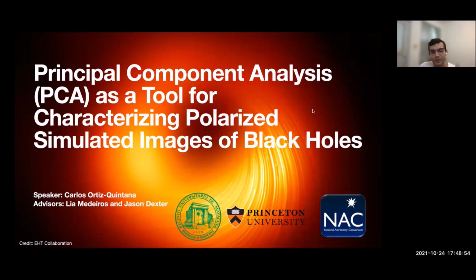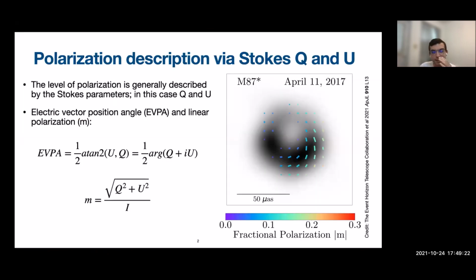The reason for including this image here is because my project is directly related to these types of images. The main objective of this project is to use PCA to characterize the properties and variability of these images, in order to use this information to create new image reconstruction algorithms specific for polarization of black holes.